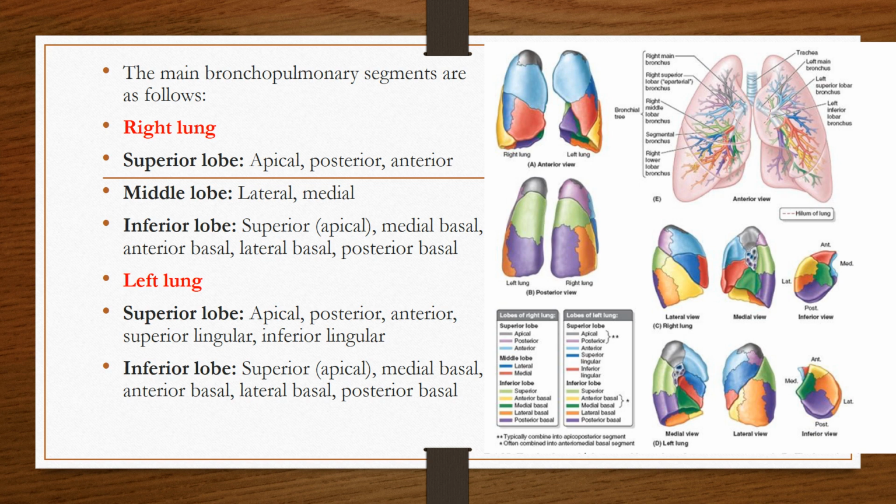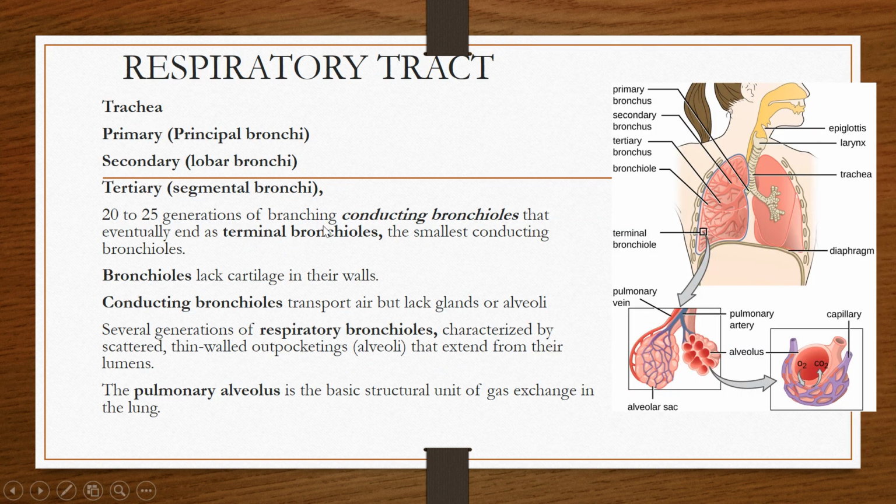How many lobes are there on the right lung? There are 3 lobes. How many lobes in left lung? 2 lobes. How many fissures on the right side? 2 fissures. How many fissures in the left side? 1 fissure. How many bronchopulmonary segments in the right lung and how many in the left lung? So we have discussed all these things. Okay, so you have to revise all these things.